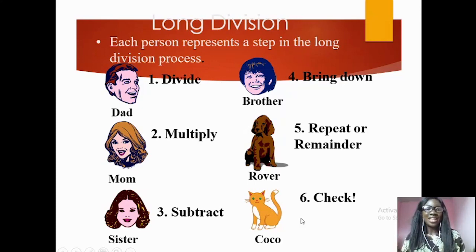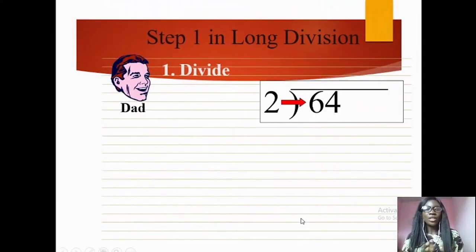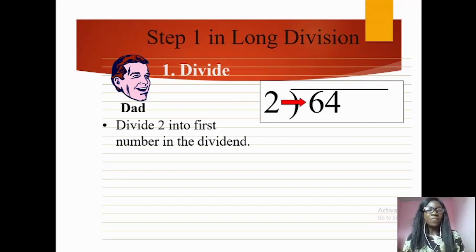Okay, I know you are so excited to see how we're going to do this. So let's move on. Let's say we want to divide 64 by 2, just like in the introduction I showed you. Of course, you already know the answer is 32, but how do we get 32? Now, our daddy is going to help us. That's the first step in long division, which is divide. So let's see the steps we'll follow. Daddy said, divide 2 into the first number of the dividend. The dividend is what you're dividing. So we'll divide 2 into the first number of the dividend.